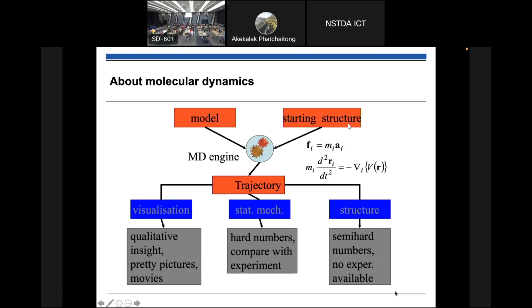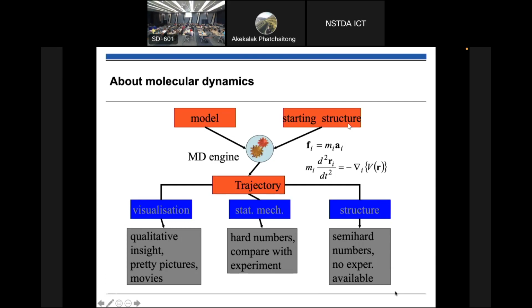So that means you have an MD engine, and you have a starting structure. You have to start from somewhere, right? If you are doing a protein simulation, you need a starting structure of the protein, which you get from PDB databases, the RCSB database. Then you have to have a model. The model here means the potentials: how these atoms are interacting with each other, which you have to model to get your calculations running. Once you run your MD engine, you basically get trajectories.